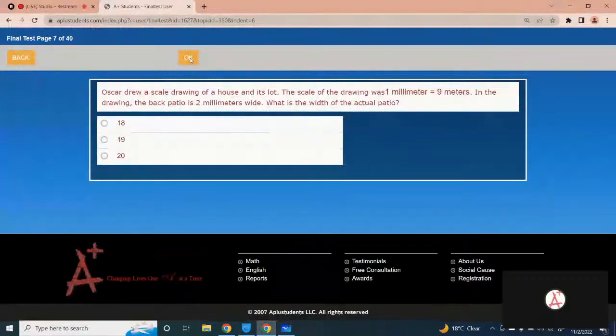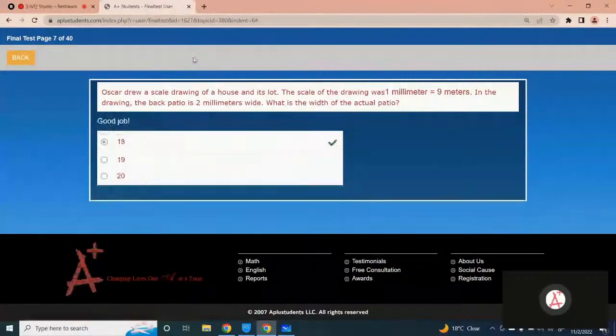Okay, Oscar drew a scale drawing of a house and its lot. The scale is 1 millimeter to 9 meters. In the drawing, the back patio is 2 millimeters wide. So what is the width of the actual patio? 1 times what number makes 2? 1 times 2 makes 2. So 9 times 2 makes 18. Got it? The correct option is 18. Just select the correct option and click on the OK button.